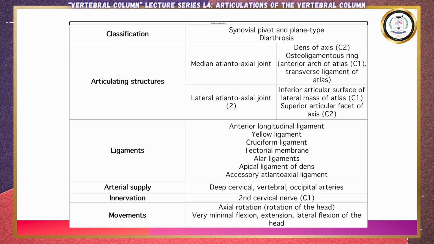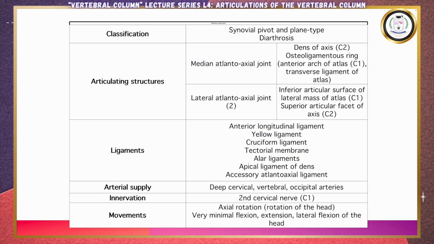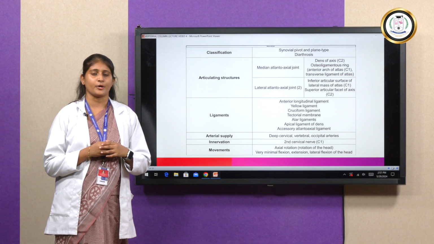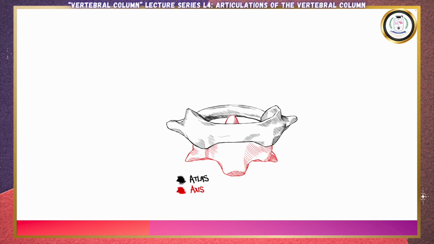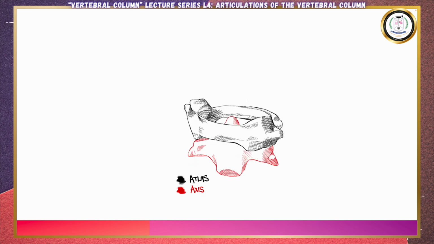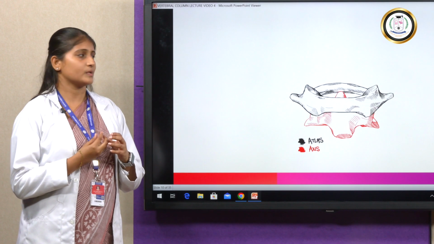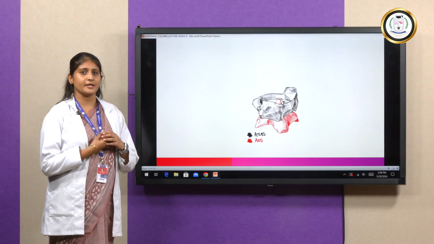Then comes the blood supply. It receives blood supply from the deep cervical, vertebral and occipital arteries. Then we have the nerve supply from the second cervical nerve. Then we have the movements: axial rotation. This atlanto-axial joint especially has rotatory movements. The dens of the axis articulates with the anterior arch of the atlas, which allows the rotatory movements.